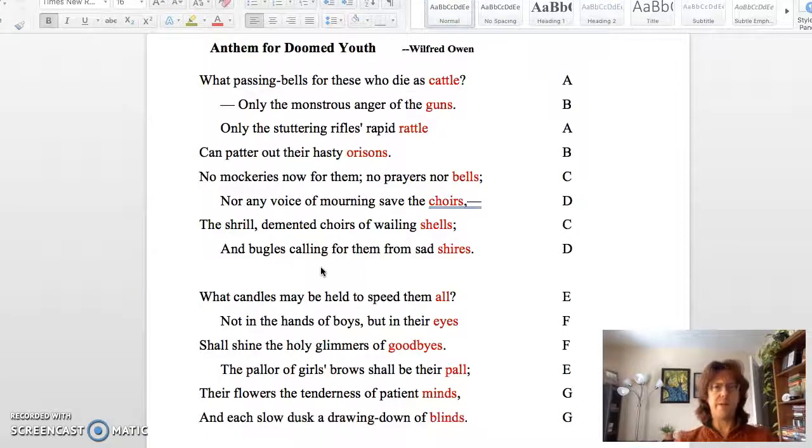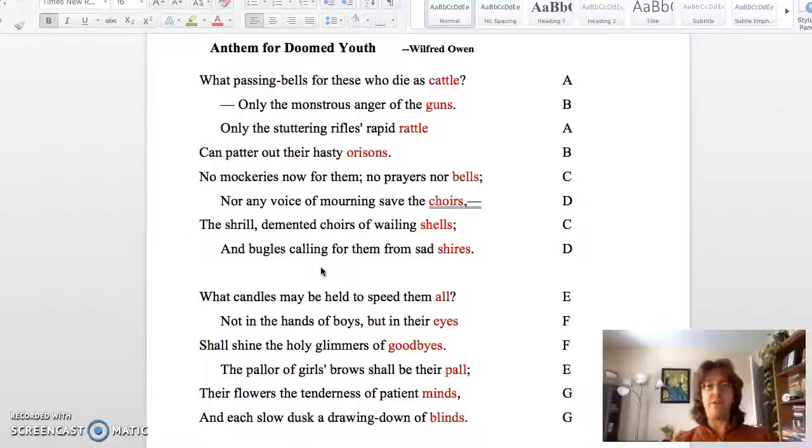So that whole first 8 lines makes it very clear, this sort of rhetorical question. What is there to honor the people who die in this way? There's really not much of anything. The next stanza gives the only answer there is. It repeats the question, what candles may be held to speed them all? And then the answer finally, well, not in the hands of boys, but in their eyes shall shine the holy glimmers of goodbyes. The pallor of girls' brows shall be their pall, their flowers the tenderness of patient minds, and each slow dusk a drawing down of blinds.